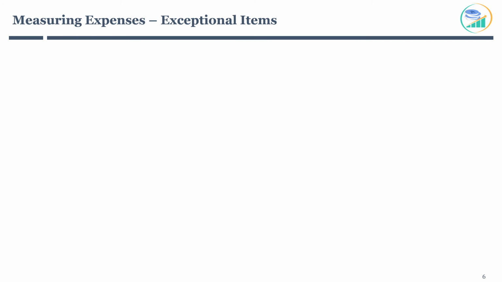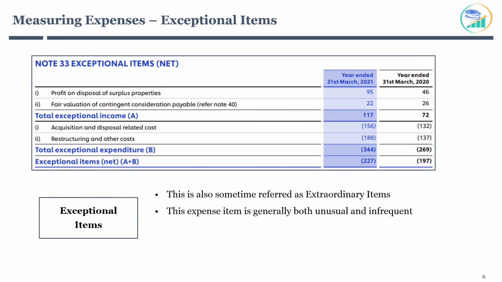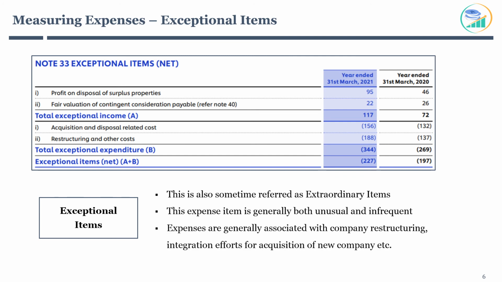The last line item on the expense side is exceptional items. This is also sometimes referred to as extraordinary items. This expense item is generally both unusual and infrequent. This can be either income or expenses for the company. Expenses are generally associated with company restructuring, integration efforts for acquisition of a new company and so on. If this expense keeps appearing regularly on the income statement, it can be a red flag. One should investigate such an item in detail.